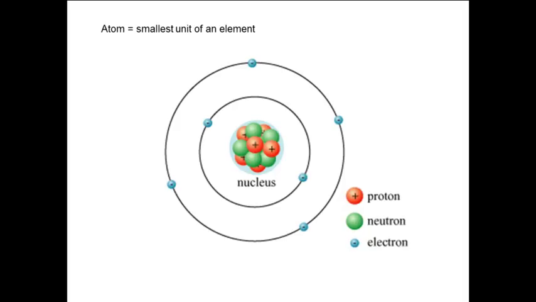Atoms are composed of three components: the protons, the neutrons, and the electrons. The protons and the neutrons reside in what's called the nucleus, and then the electrons are out here orbiting around the nucleus. It's a little bit confusing that we just talked about cells having a nucleus, and now we're talking about atoms having a nucleus. They're different, but they come from the same root word that means center of something. The protons and neutrons are found in the center, and the electrons are found orbiting around.